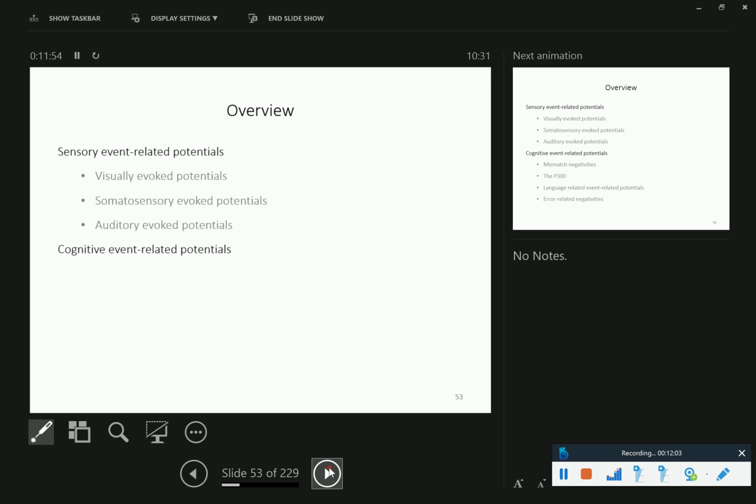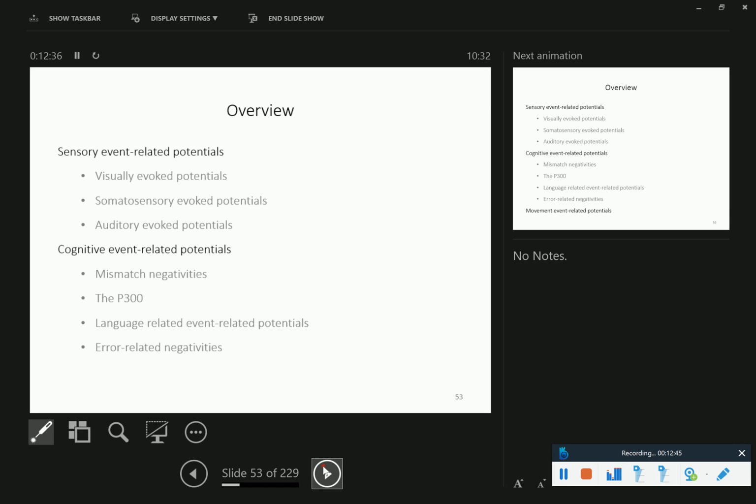There are not only sensory event-related potentials, but also what I call here cognitive event-related potentials, which are, of course, for cognitive neuroscientists, maybe of even more interest than the sensory event-related potentials. There are more than these four, but these are the ones that we discuss. Maybe if I manage, I put in one more. They are mismatch negativities, P300, language event-related potentials, and error-related negativities, all of which will become clear when we discuss them, and are somehow related to, let's say, higher level surprises or changes in something.